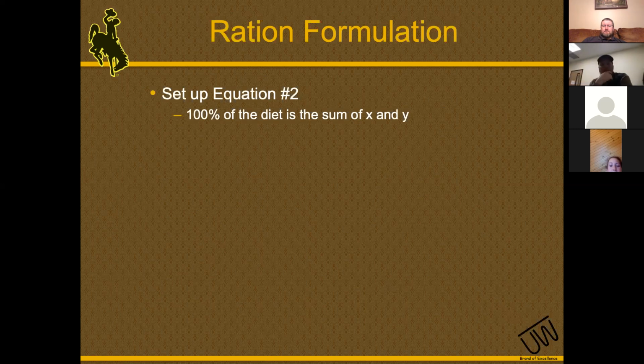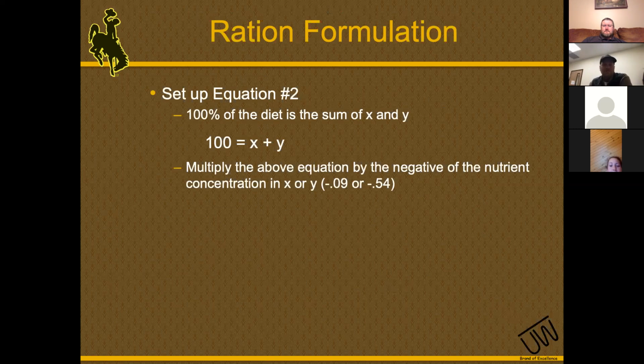So keep the first equation in mind because we're going to come back to it. But the second equation, I want you to look at it this way. 100% of the diet is going to be X plus Y. We're going to feed X amount of corn, Y amount of soybean meal, and that's going to be 100% of the diet, right? So that's pretty simple.